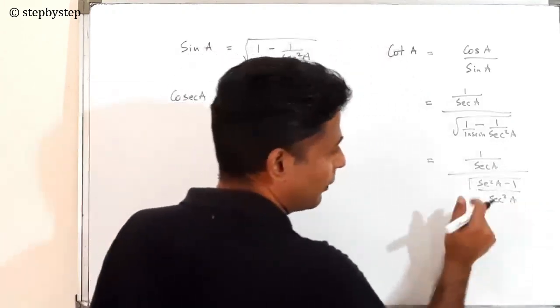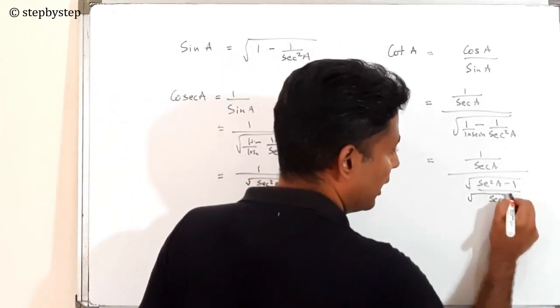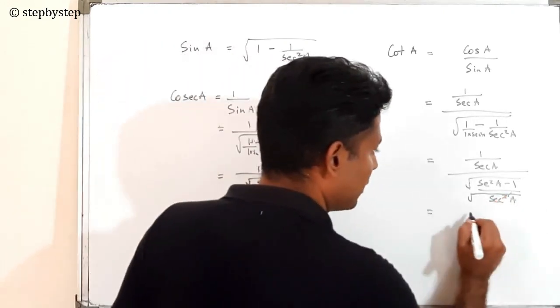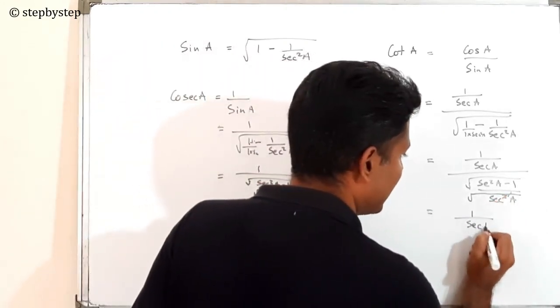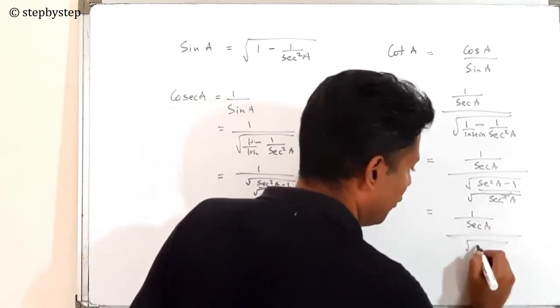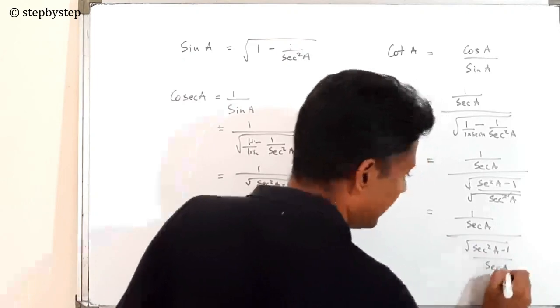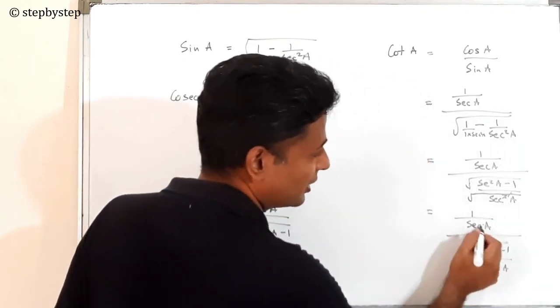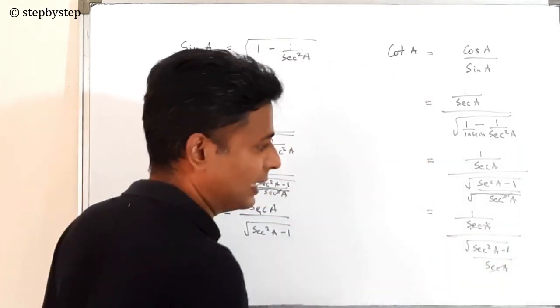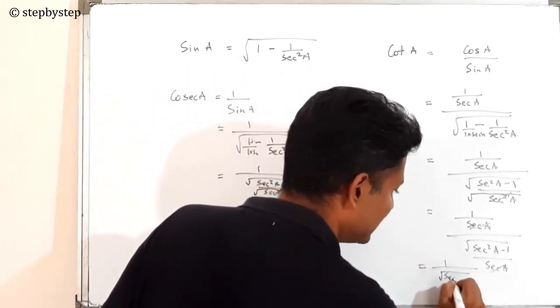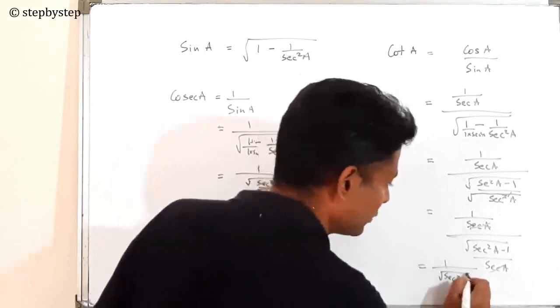Now again I can split the square root, put up and down. Again square and square root will cancel. So I'll get 1 by sec A by root of sec square A minus 1 by sec A. Both are denominators. So this goes up, this comes down, and they both will cancel. So I get cot A as 1 by root of sec square A minus 1.